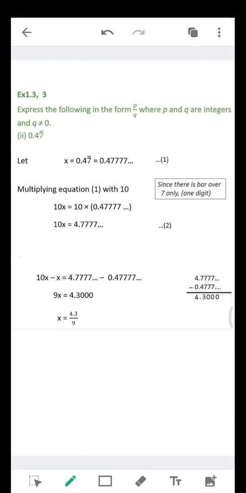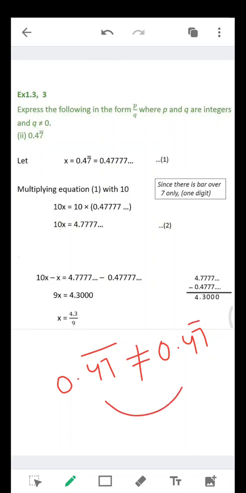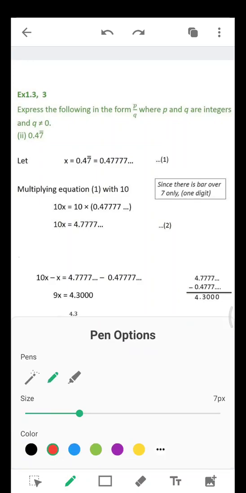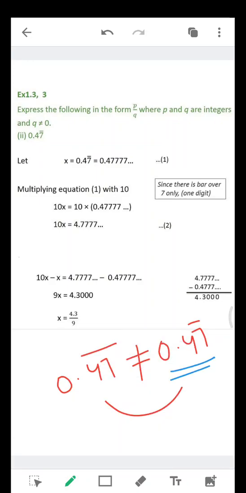For your reference, I have given other questions also. Here you can see the bar is only on 7. 0.47 bar. There is a lot of difference between this and 0.47 with the bar on both digits. What is the difference between these two? Here the bar is on both the digits, here the bar is only on 7. So our question is this one, 0.47 bar, that is 7 is repeating.